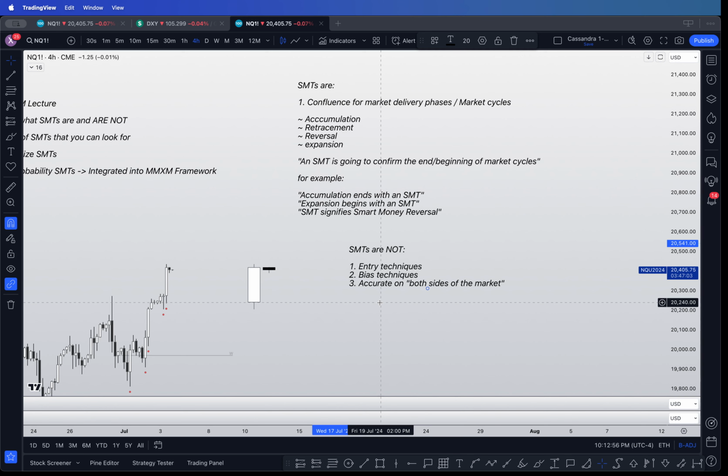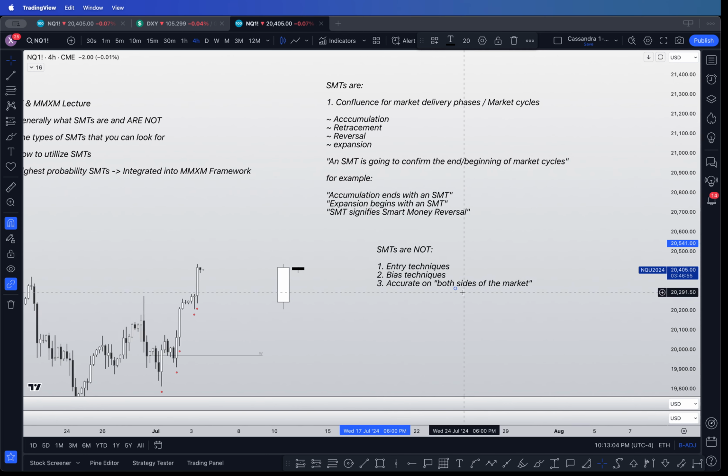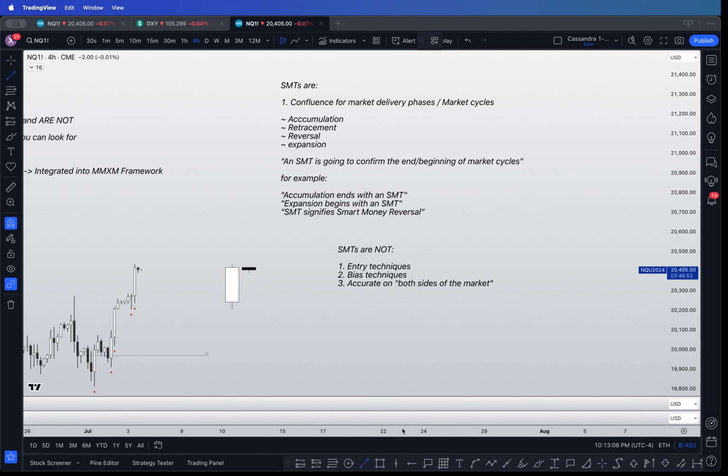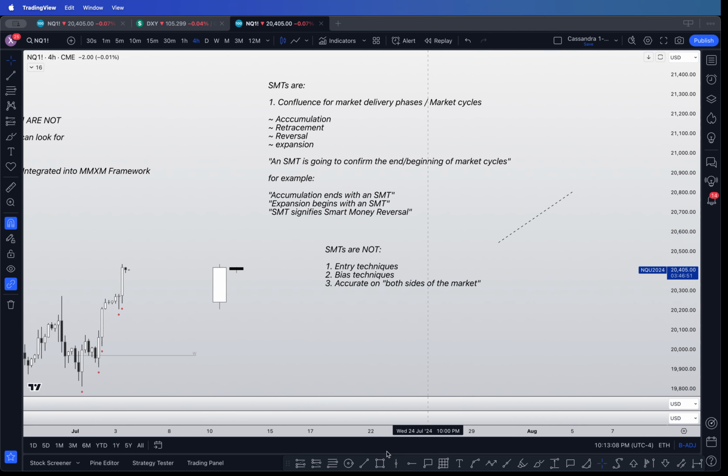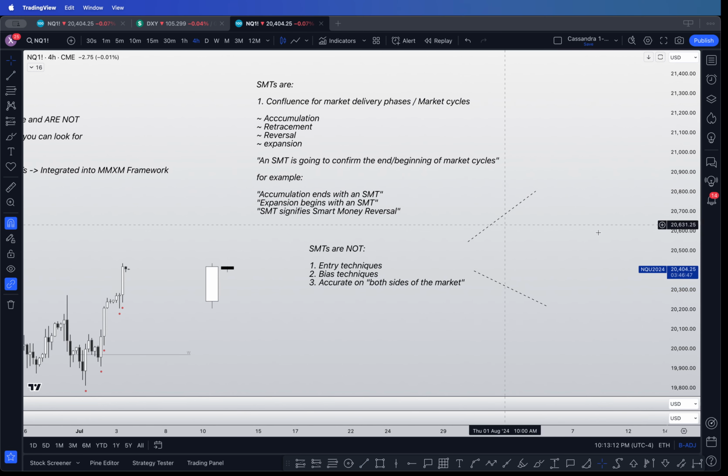Which one should you care about? Say you see an SMT that looks like this, and one that looks like that. Which one are you going to care about? One that maps with what? You're on the right track. Institutional order flow. I like that, those words specifically.